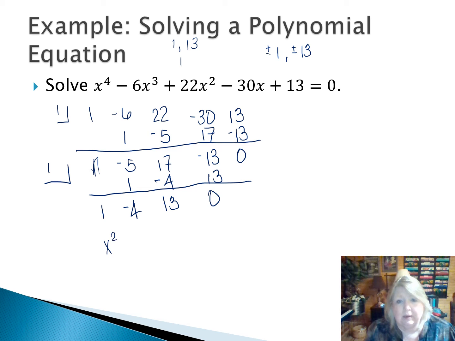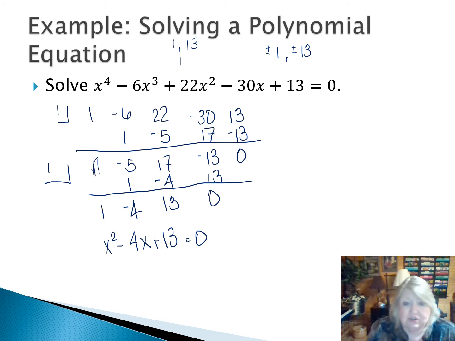x squared minus 4x plus 13 equals 0. I try a quick tic-tac-toe. 1 times 13 is 13. Factors of 13 that add to give me 4, it's not happening. So it's not going to be rational. These are going to be either irrational or complex. How do I find out? Well, since the lead coefficient is 1 and the middle term is even, I want to solve by completing the square.